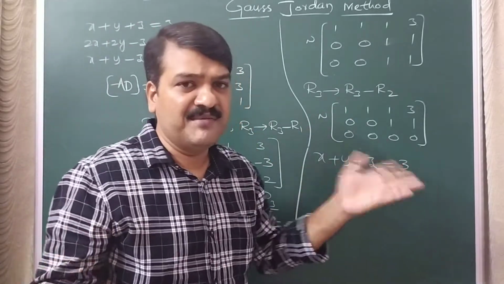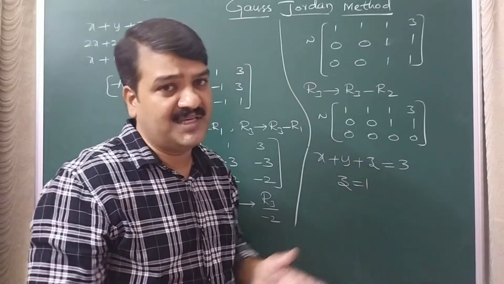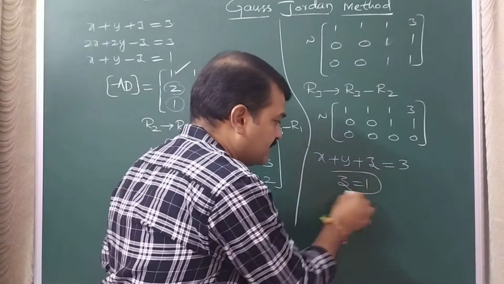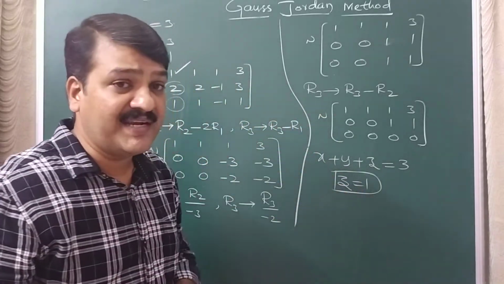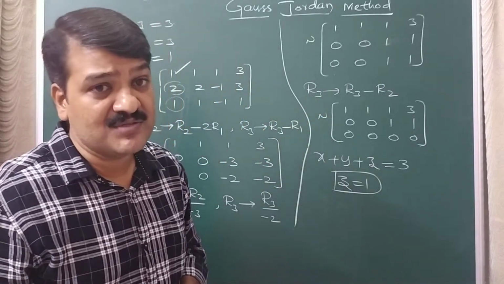Third row, no need of writing, because all zeros, you will not get any reasonable or meaningful equation. So don't write third row. So z is equal to 1. Can you solve and find x, y? No, you cannot solve and find x, y values here.